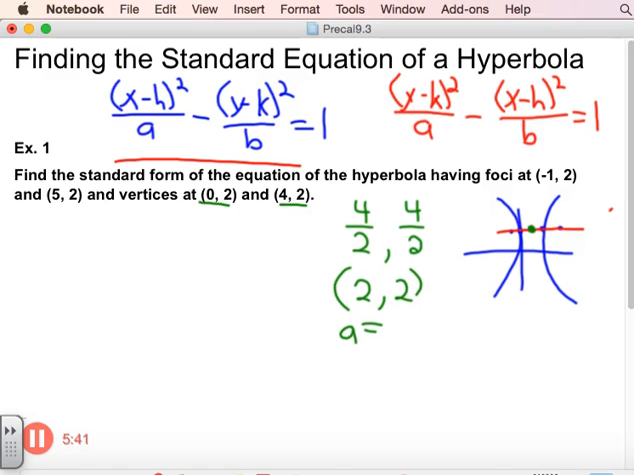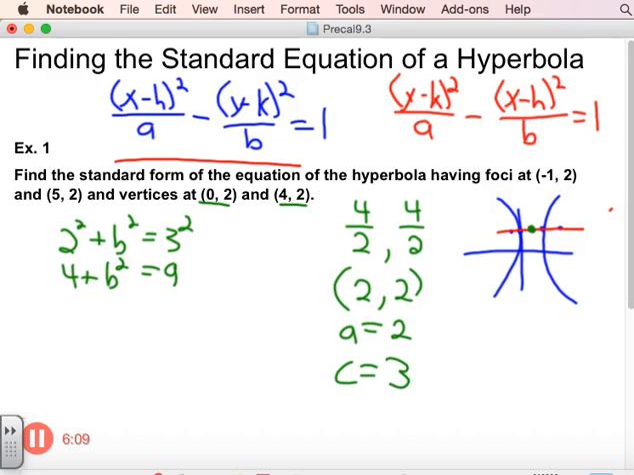Well, again, A is the distance from the center to each vertex, so the distance from (2, 2) to (0, 2) is 2. Okay, and then C is the distance from each focus to the center. So how far is the point (5, 2) away from the center (2, 2)? Well, it's 3 away, so C is 3. Okay, so now using the Pythagorean theorem, you can find B. 2 squared plus B squared equals 3 squared. So 3 squared is 9, 2 squared is 4. Subtract 4, so B squared equals 5, and then take the square root. So B equals the square root of 5.